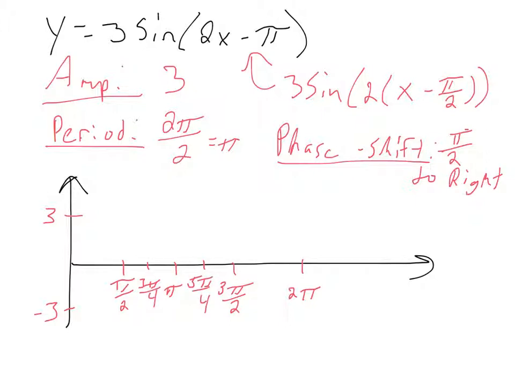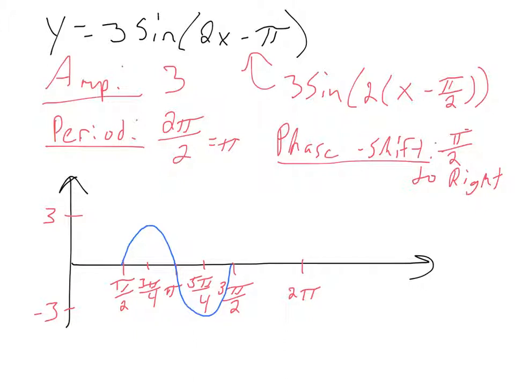And so because it's sine, does it start at its maximum or does it start at 0? So when we start at pi over 2, it starts at 0, goes up to its maximum at 3 pi over 4, then goes down to 0, hits its minimum at 5 pi over 4, and then gets back to 0 at 3 pi over 2, right? So that's how we're going to graph this with the phase shift and everything.